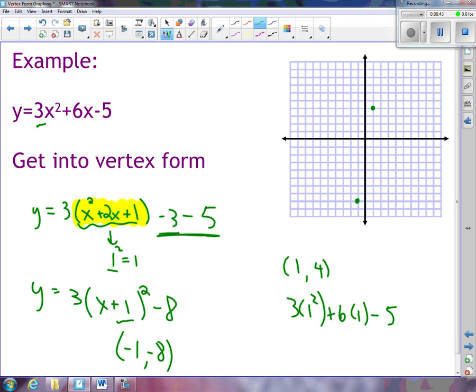So now if you reflect that over the axis of symmetry, it comes out over here. You can see that this is a very skinny parabola. It's a very skinny parabola because this 3 out in the front of this has a vertical stretch. Okay, so that's our lesson for today.